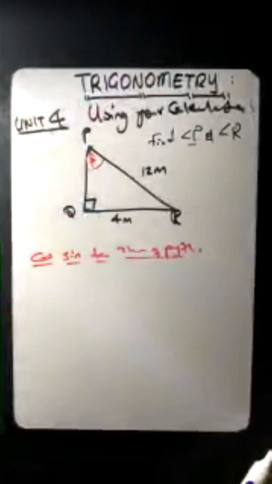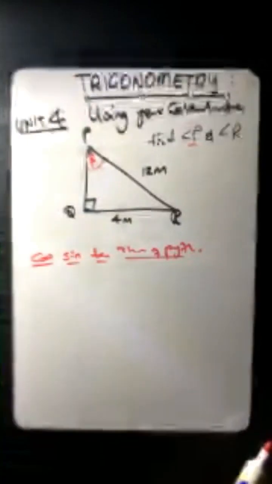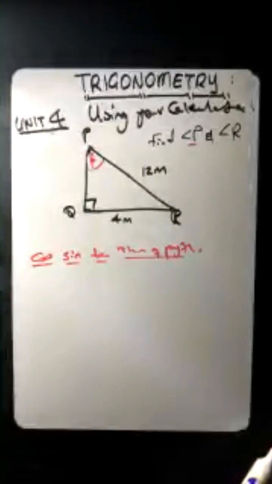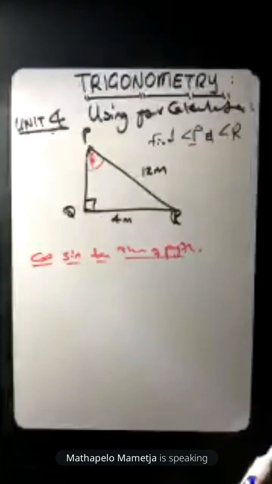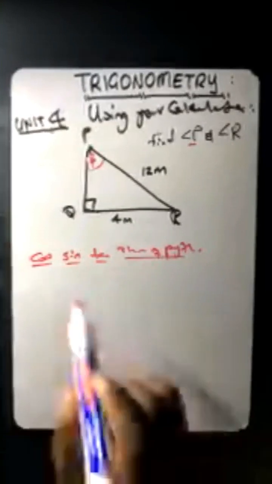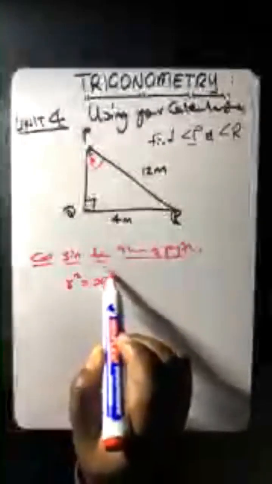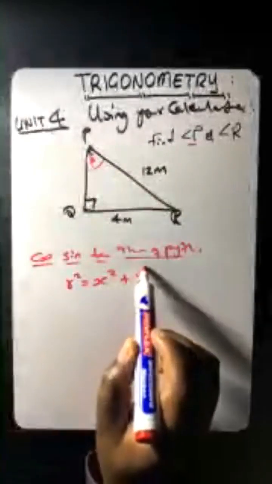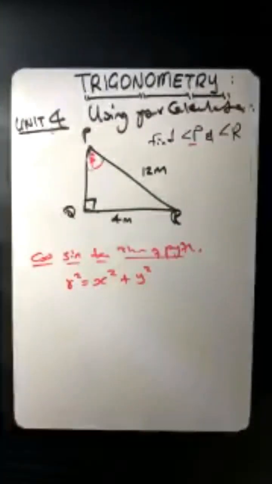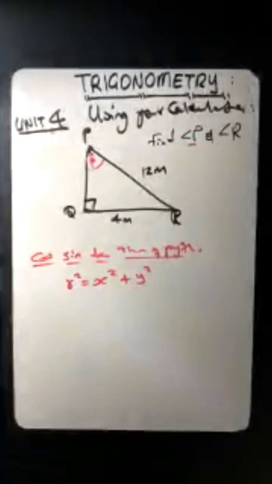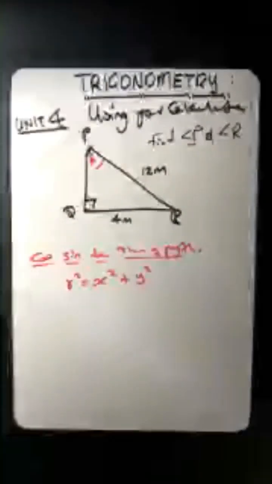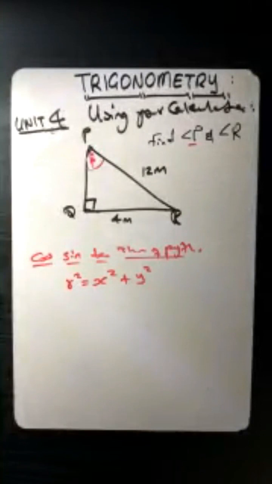Maybe let me do this. Anyone who would like to give it a try? Theorem of Pythagoras. So the formula is r squared equals x squared plus y squared. Matapelo, you did well by saying that, because you are definitely going to learn something there.